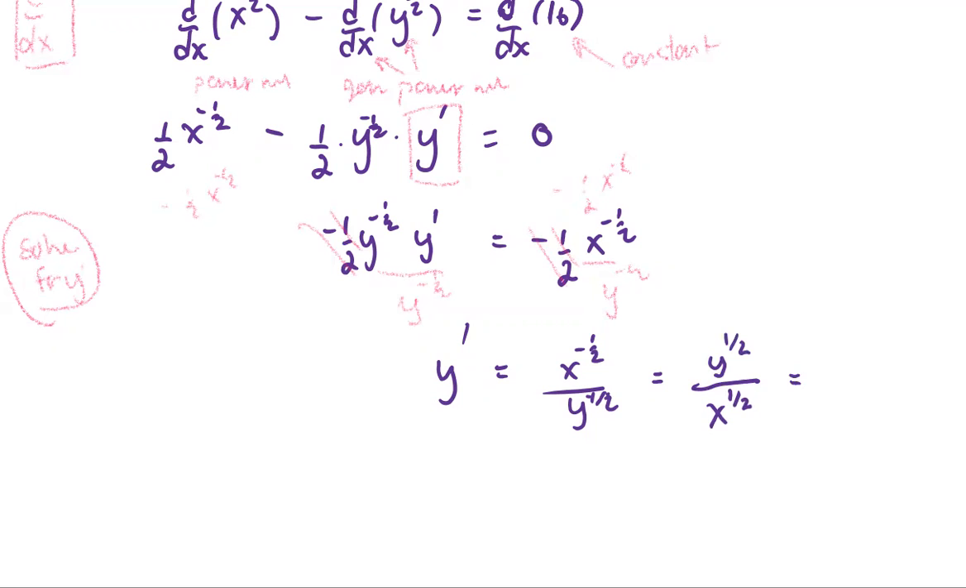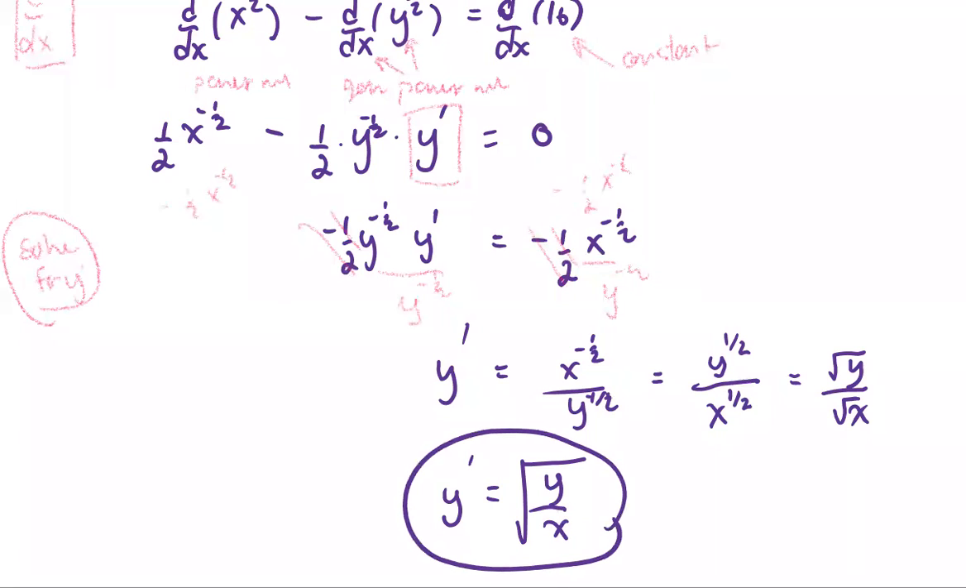And on top of this, the power 1/2 is the same as the square root. So square root y over square root x, or we can write y prime as the square root of y divided by x, sharing the same radical form. So this is the derivative of y from applying the implicit differentiation rule.